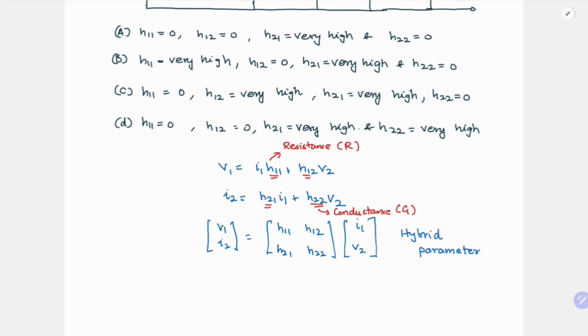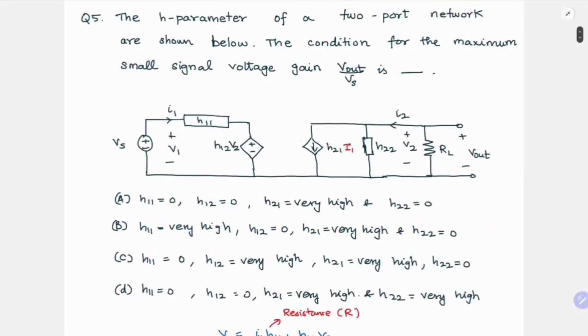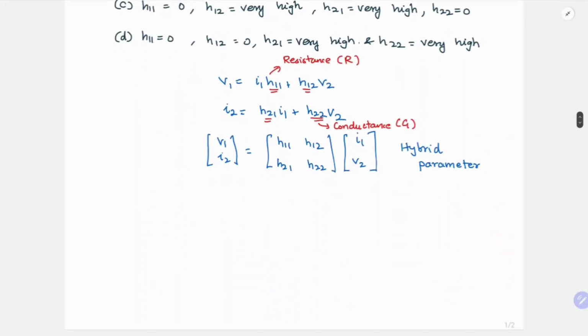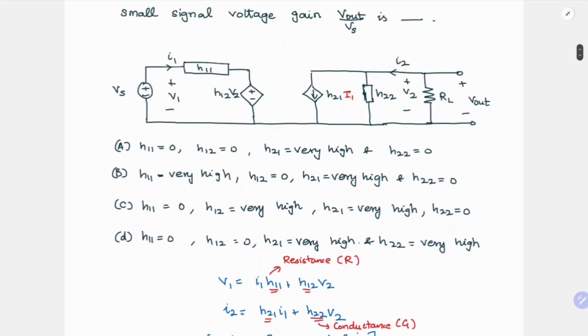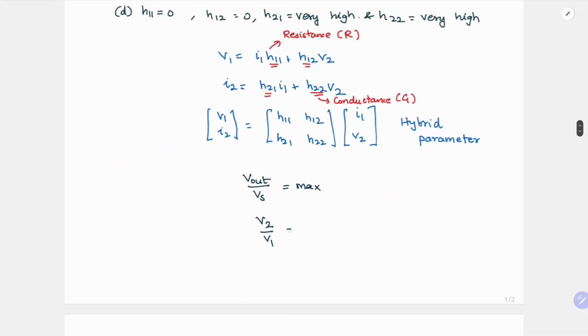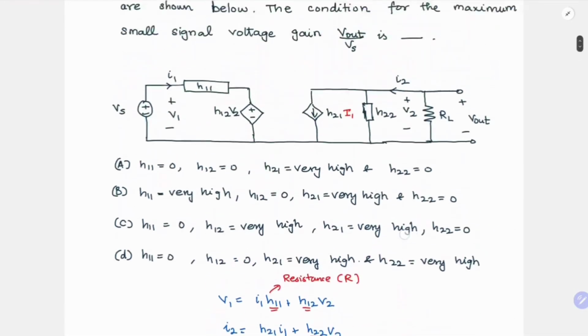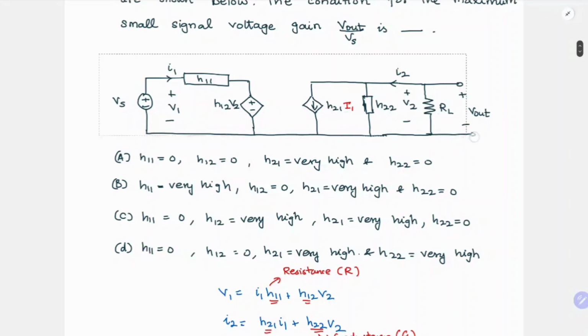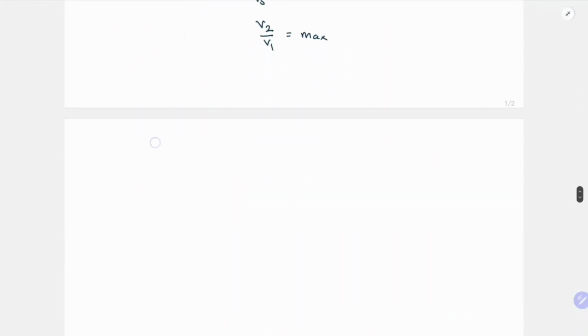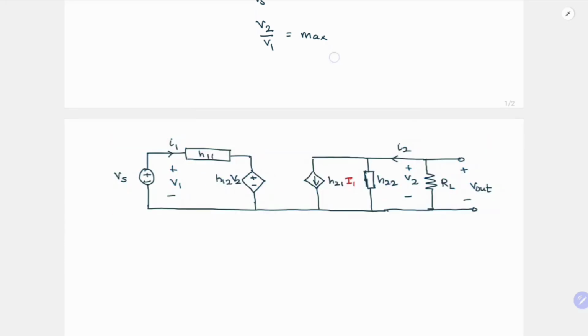Now what they are asking is, we want to maximize the small signal gain. So we want Vout by Vs to be maximum. Vout is nothing but V2 and Vs is nothing but V1 here. So you need to maximize V2 by V1. Let us take a look at the circuit and try to find what values of the H parameters will give us maximum small signal gain.